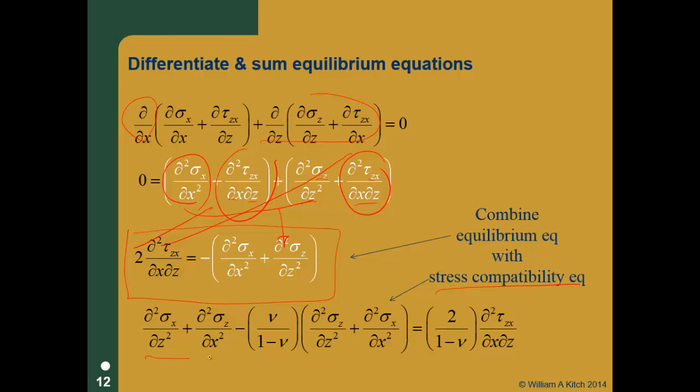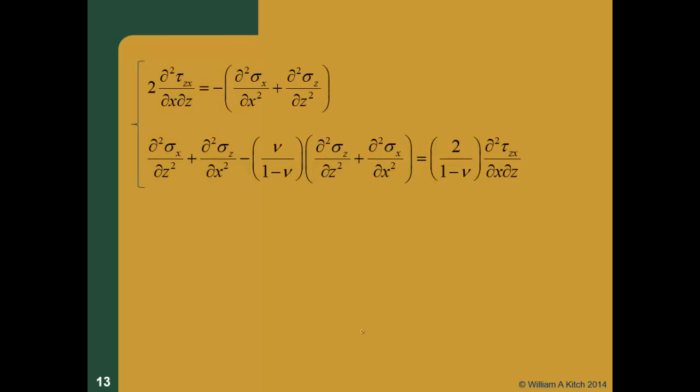This was our stress equilibrium equation, right? So I'm going to substitute in here. Notice here's the second partial of tau with respect to x and z, and here's the second partial with respect to z and x. So I'm going to make all those substitutions. So this is the same equation, right? When I do that, I end up with this really simple equation.